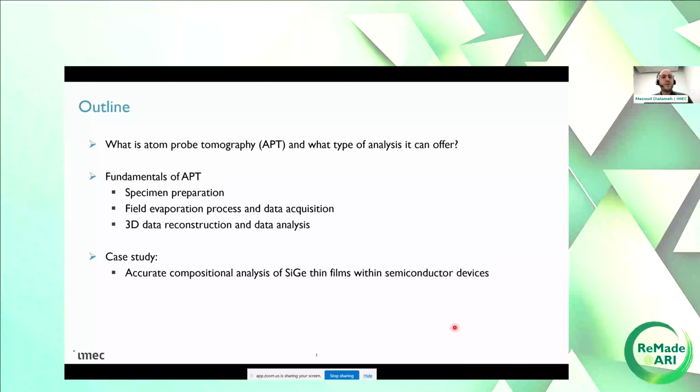I would start with what atom probe tomography is and what type of analysis it can offer. Then I will briefly discuss some fundamentals of atom probe, starting from specimen preparation, going to the data acquisition and field evaporation process, and then the 3D data reconstruction, and of course the data analysis itself. At the end, I will present a case study on accurate compositional analysis of silicon germanium thin films within nanometer-sized semiconductor devices.